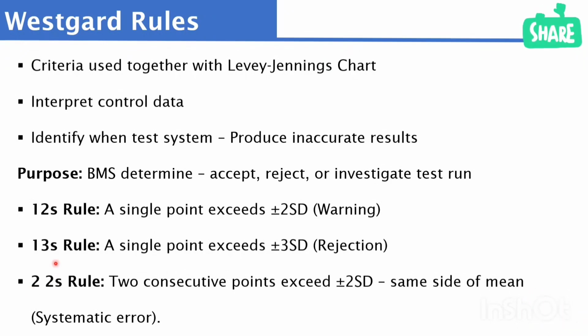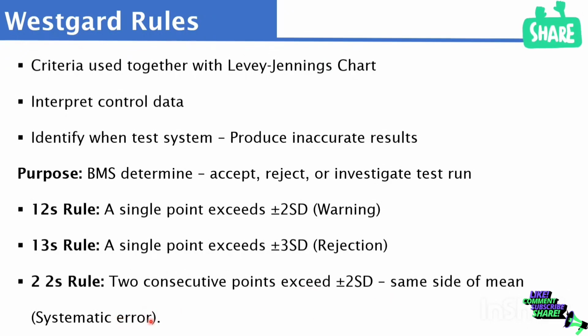Now the middle one here that says 2S is talking about 2 standard deviations. So what it means is that these 2 consecutive points exceed 2 standard deviations. The difference between 1,2S and 2,2S is the number of occurrences. This one is a single point, and that is why it's a warning. And from the warning, if you repeat this again and it still gives you the same result, it becomes 2,2S. And at this point, you have to be very careful.